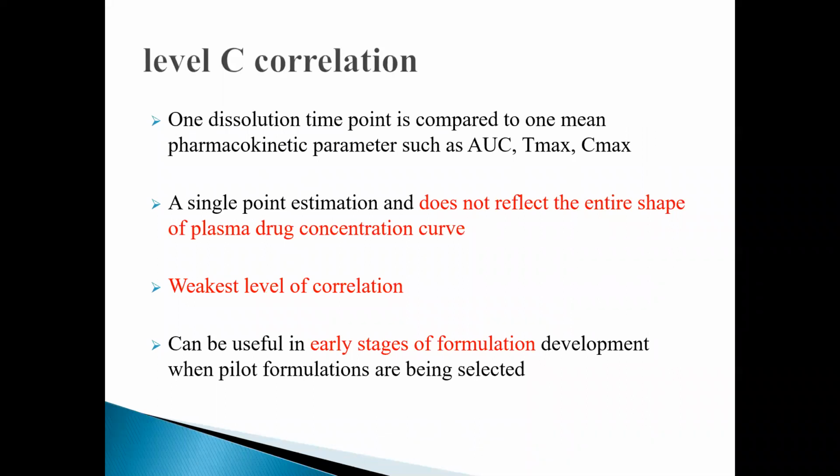Level C correlation. One dissolution time point is compared to one mean pharmacokinetic parameter such as area under the curve, Tmax, Cmax. It is a single point estimation and does not reflect the entire shape of the plasma drug concentration curve. It is the weakest level of correlation. It can be useful in the early stage of formulation development when pilot formulations are being selected.